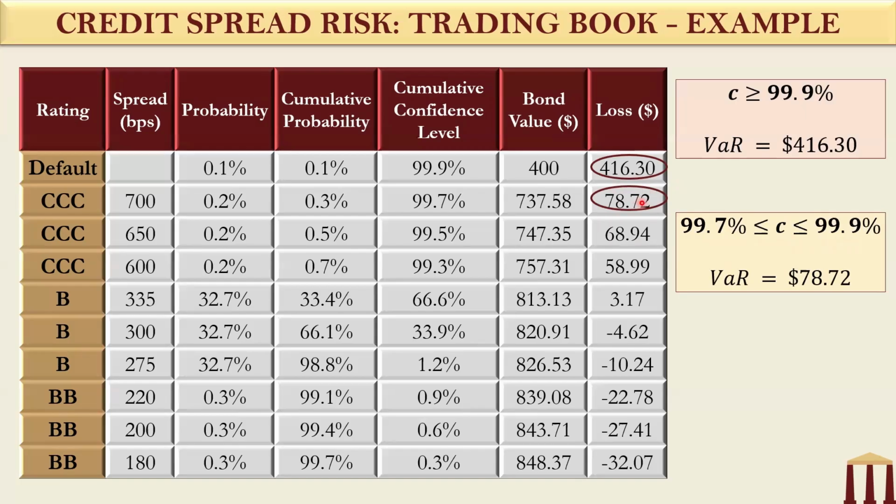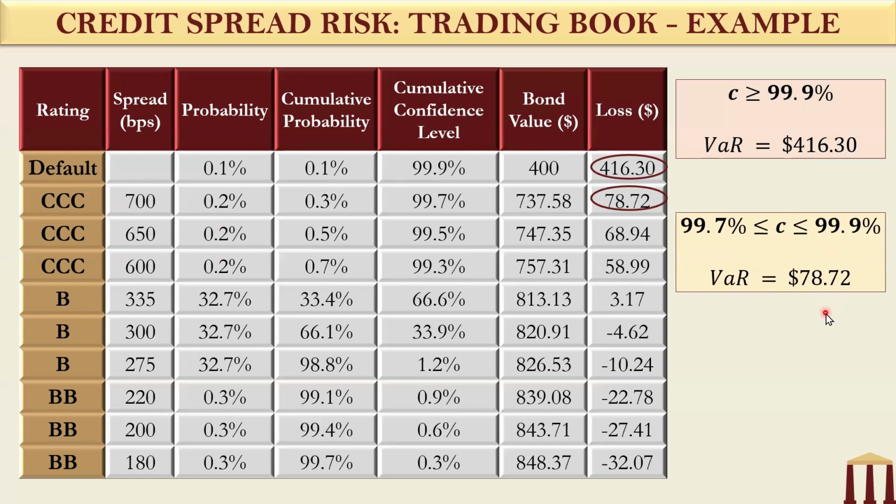Now, what if I ask you the VAR at 99% confidence? Okay, so we know that this is the worst outcome, the loss in the event of default. This reflects the second worst outcome. You can say the worst non-default scenario, a downgrade to CCC at the highest spread. Now, what if I ask you, what will be the 99% VAR? What should your answer be?